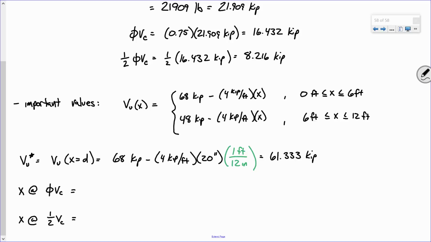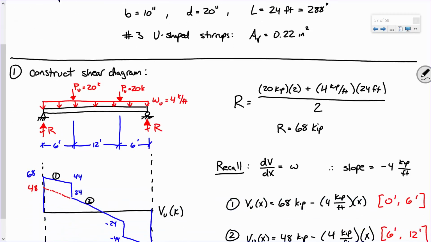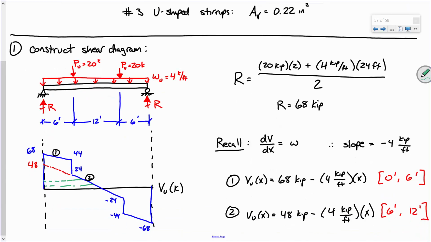Now, these equations, it's not as simple to tell, but let's go back to the previous slide and look at this. This is our shear diagram, right? Now we're looking at phi VC of what, 16 kips? Half of phi VC of 8 kips? What equation do I need to use, 1 or 2? 2, right? But we're talking about shear values right here, right? And right here, a shear of 16 kips is probably going to be somewhere about right there. Make sense? So what we need to do is use this second equation.